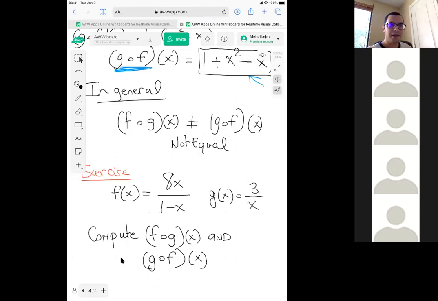Did anyone else get the 24 over x minus 3 for the f composed with g? So yes. Oh, okay, perfect, Kwame. Very good then. Okay, perfect. Thank you, Elisa.